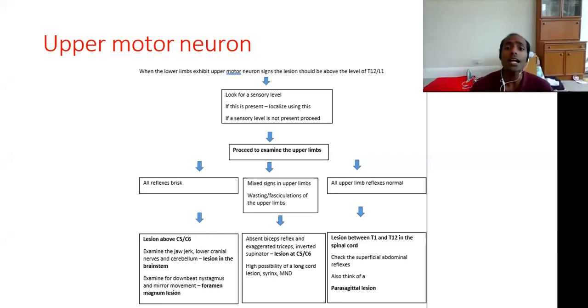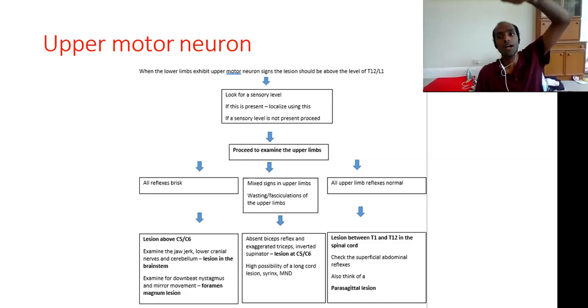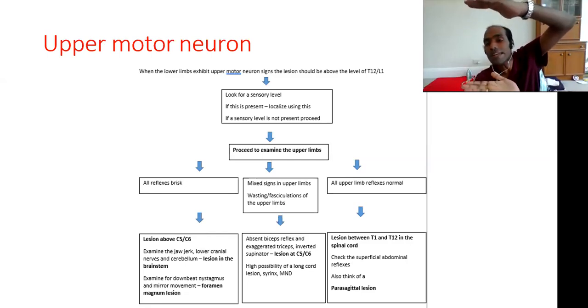If there is no sensory level, what you do is you examine the upper limbs. Now look. Upper limb reflexes are normal. Where is the lesion? If the upper limb reflexes are normal, the lesion has to be between T1 and L1. So the lesion has to be in that area.